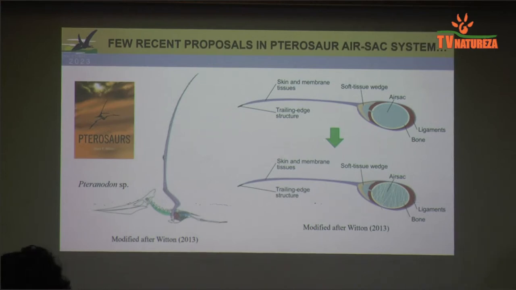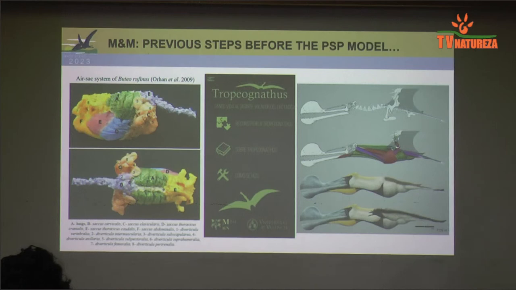On the basis of this kind of literature, we did our study on the basis of extant birds, and also followed the phylogenetic bracket, in the case of Anhanguera to Tropeognathus, using software. Those who attended the 2018 symposium perhaps remember that we presented the Tropeognathus recreation with different layers: skeletal, muscular, and with skin. And it was the basis to add a new layer.